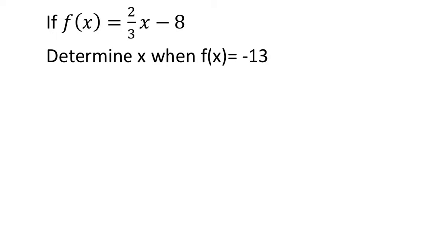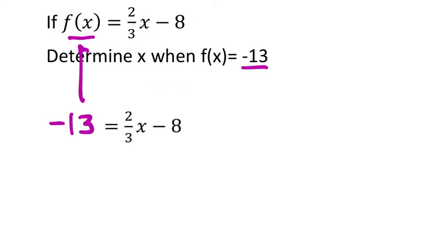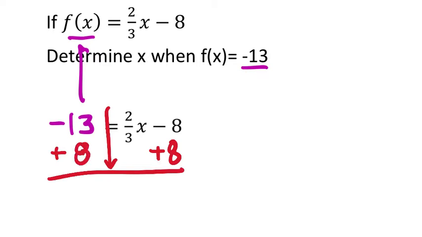If f of x equals 2/3 x minus 8, determine x when f of x equals negative 13. So this f of x right here, I'm going to replace it with negative 13. And then I'm going to solve the equation. So some principles of equality are in order here. Let's start with getting rid of that negative 8 by adding 8 to both sides. So that'd be negative 5 equals 2/3 x, and that zeroes out, just as we would want it to.